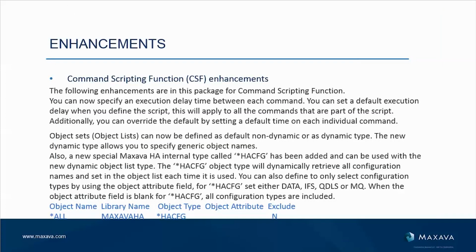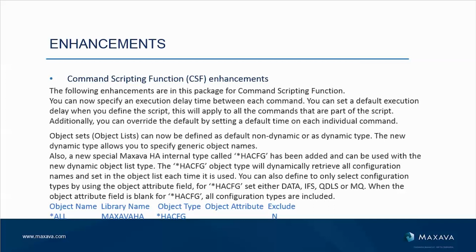Object sets or object lists can now be defined as a default non-dynamic or as a new dynamic type. The new dynamic type allows you to specify generic object names. Also, a new special Maxava HA internal type called *HA_CFG has been added, and this can be used with the new dynamic object list type.